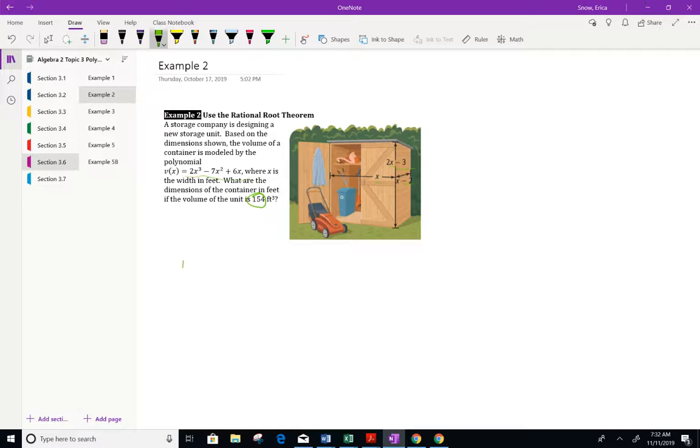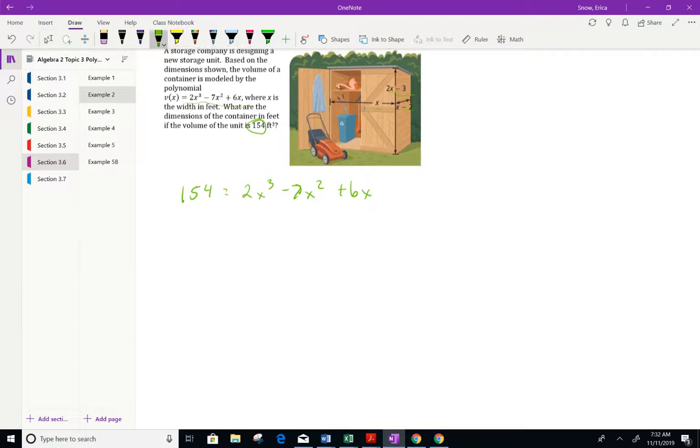So in this case, what we're going to do is we're going to set 154 equal to our polynomial. And it's not evident that we can do anything like that with this. So we need to make it equal to 0. So we're going to move that 154 over.